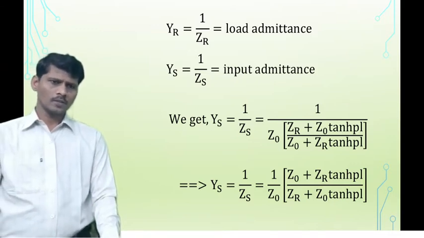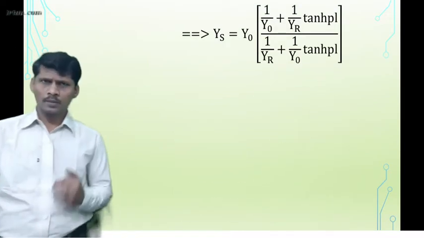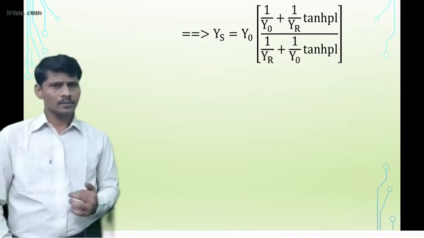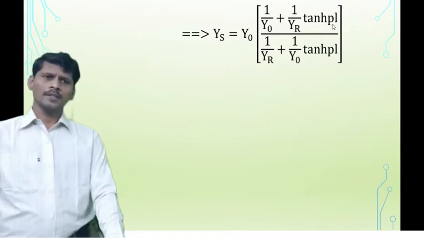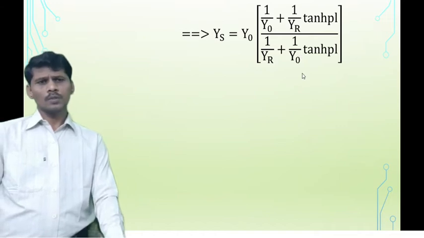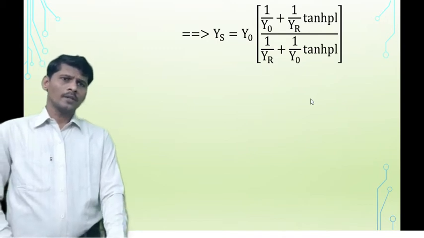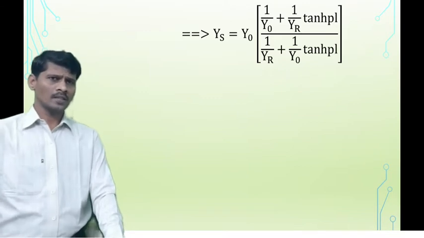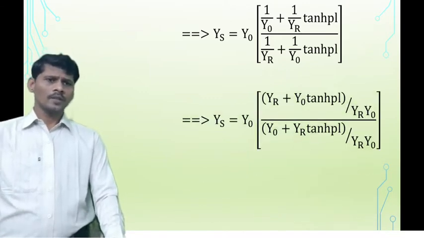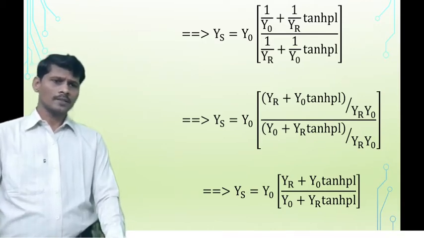So therefore, Ys = Y0 into, with Z0 equal to 1/Y0 and Zr equal to 1/Yr, (1/Y0 + j(1/Yr) tanβl)/(1/Yr + j(1/Y0) tanβl). Take the LCM. The LCM is Y0 Yr, and after taking the LCM in the numerator and denominator, Y0 Yr is cancelled. So we get Ys = Y0 (Yr + jY0 tanβl)/(Y0 + jYr tanβl).